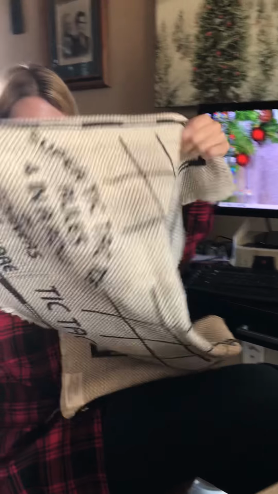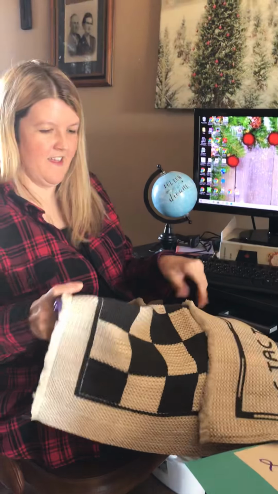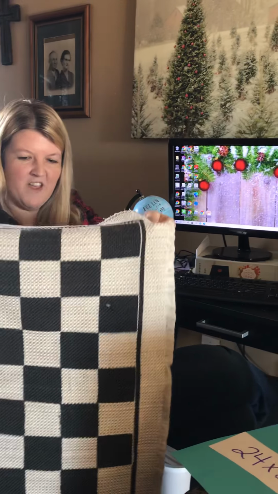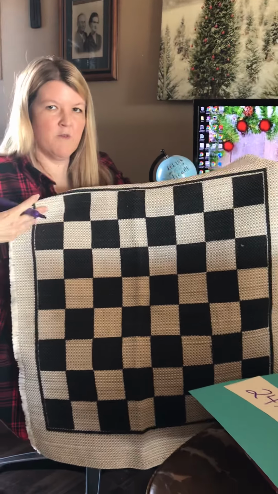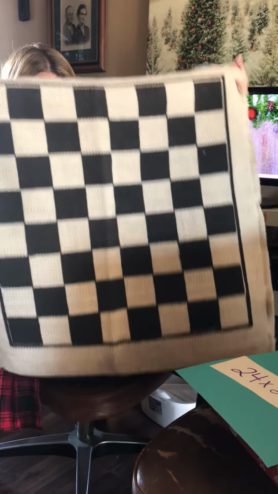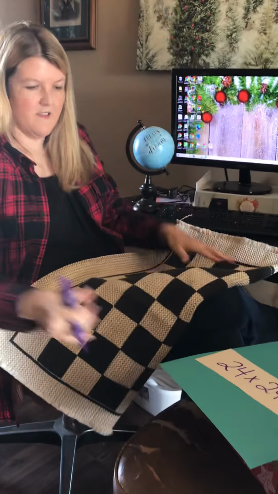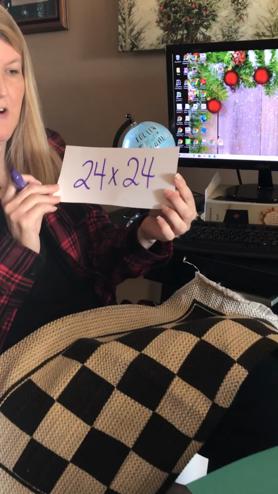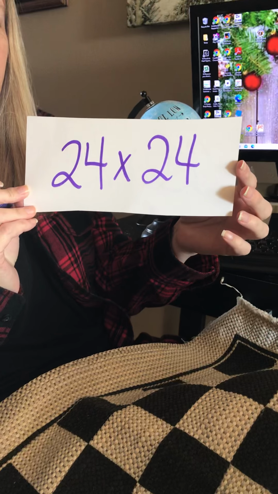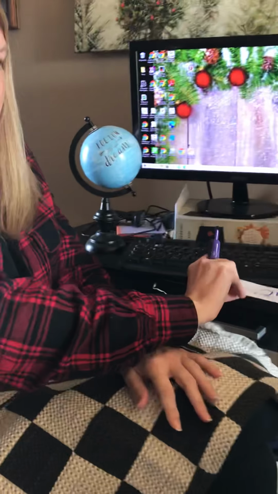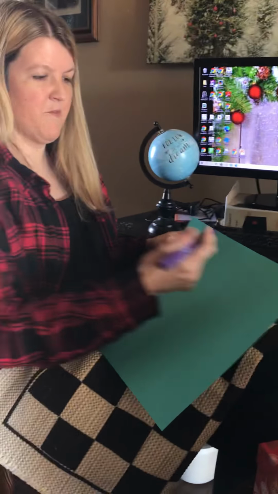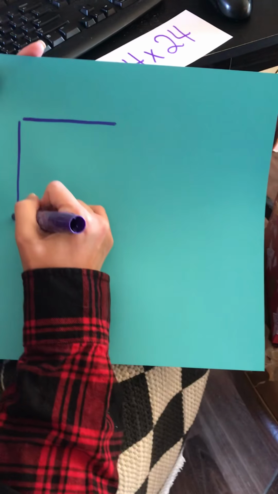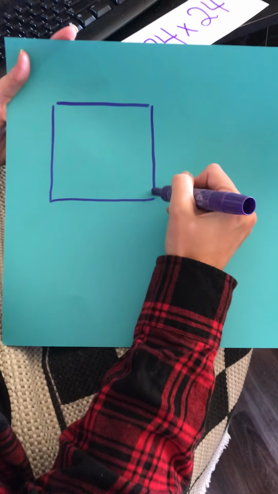Alright, we're going to find the area of this checkerboard. So I've already measured it out. And remember, when we find the area, we multiply the length times the width. So in this case, our length is 24 inches and our width is 24 inches. So I'm going to set up two different ways that we could solve this. So the first one, we'll do the area model.